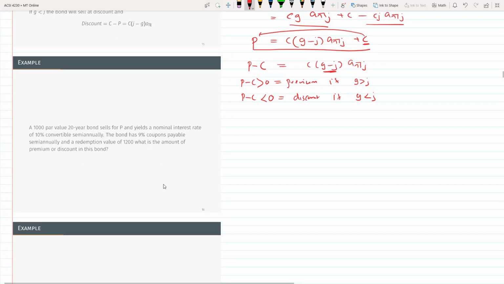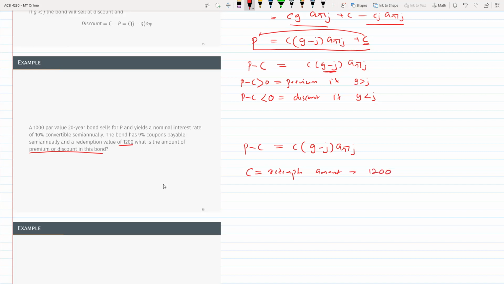So here you can find an example. A 1,000 par value 20-year bond sells to yield a nominal interest rate of 10%. The bond has a 9% coupon, with a redemption of 1200. What is the amount of premium or discount? Since the question is asking premium or discount, let's use the premium discount formula. So this is C times (G minus J) times a angle N at J. So what is C? Redemption amount. And what is that? 1200.